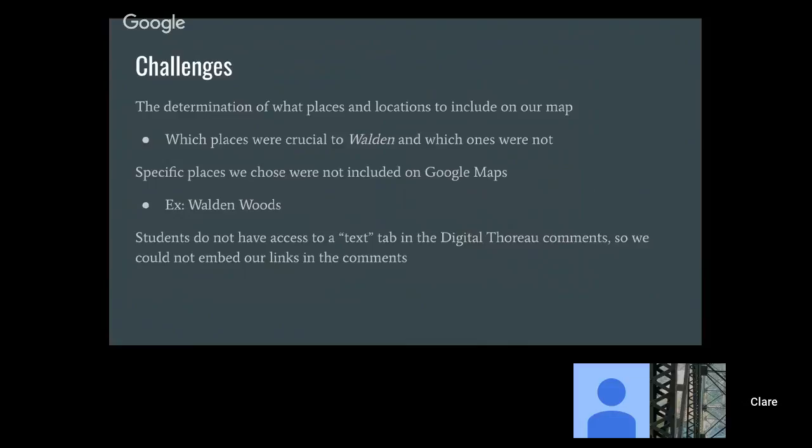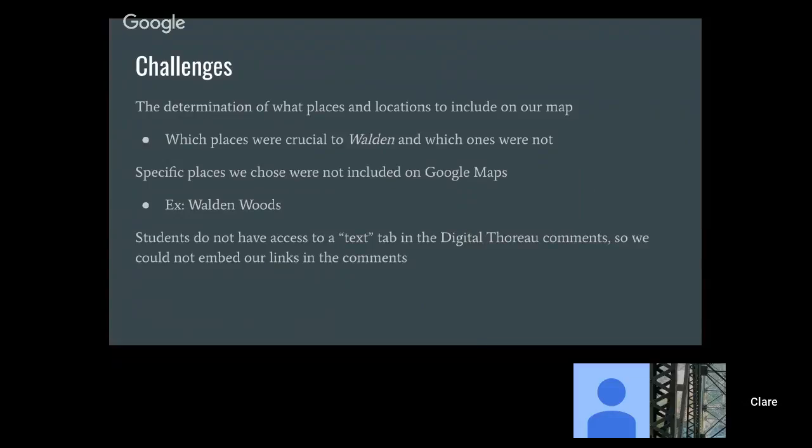Also, Walden Woods, while that is all-encompassing and Thoreau goes there a lot, is not actually recognized on Google Maps as a geographical entity. So we actually had to draw that out. We can show you on the map later, but it took a lot of work to try and figure out where it was and what it surrounded. So we ended up making just a polygon around Walden Pond.